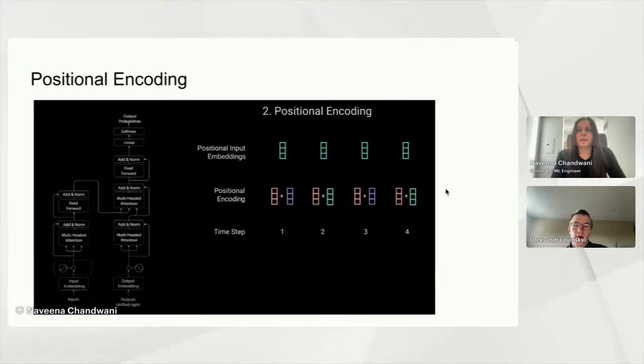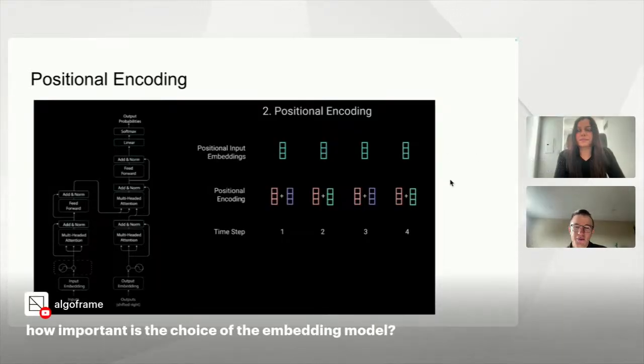Interesting. We'll pause for a couple of questions. So, firstly, how important is the choice of the embedding model, and how do you choose one? Because, as you said, there are a lot of different ones. Are there any criteria or specifications that developers or ML engineers need to look for when choosing an embedding model?